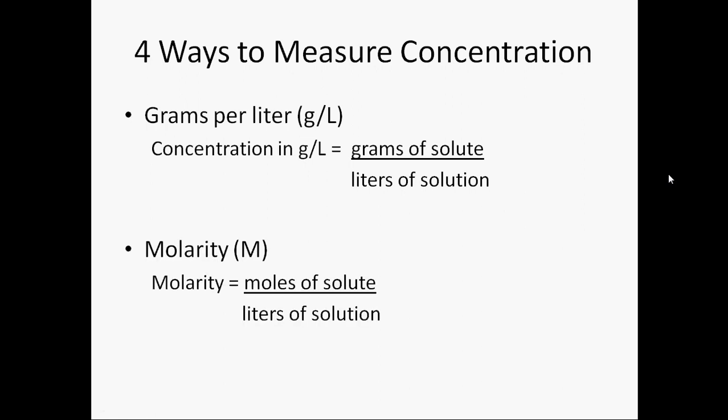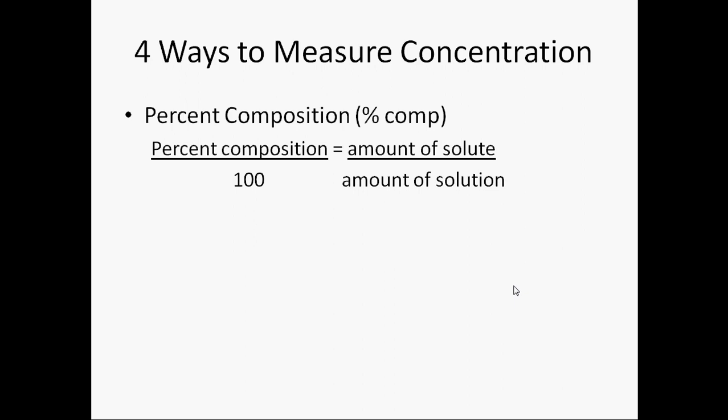The second way that we can measure concentration is with something called molarity, and this is a very popular way to represent concentration. Molarity is represented with a capital M, and to calculate the molarity of a solution, we take the number of moles of solute divided by the liters of solution. So you'll notice that these two are really similar. The only difference is that here, instead of looking at the grams of the solute, we're looking at the number of moles of solute. That does mean that you're going to need to be able to do some molar mass conversions, folks.